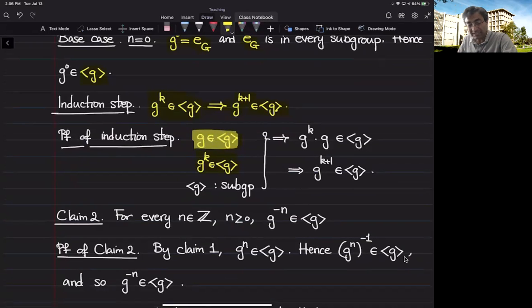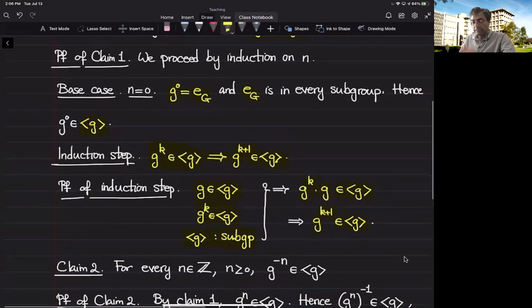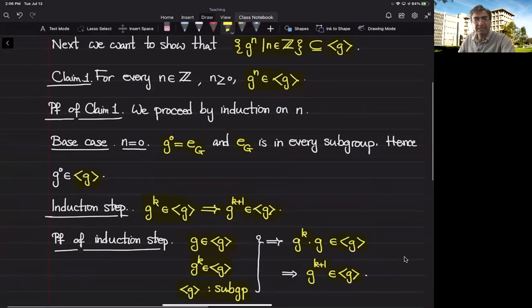By the fact that this is the cyclic group generated by g, we do know that g belongs to this subgroup. And being a subgroup means that it is closed under multiplication. Therefore, the product of these two elements is still inside the group generated by g. And the product of these two elements is precisely g raised to the power k plus 1. So this shows that g to the n, if n is a non-negative integer, belongs to the cyclic group generated by g.